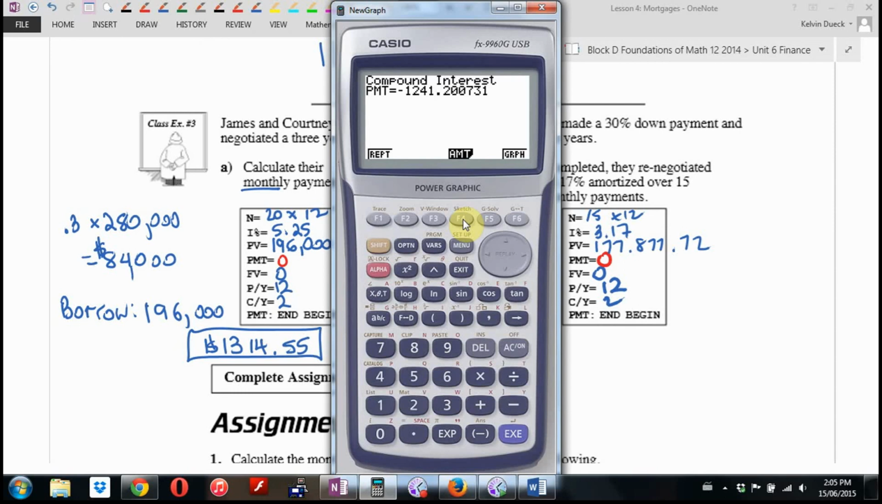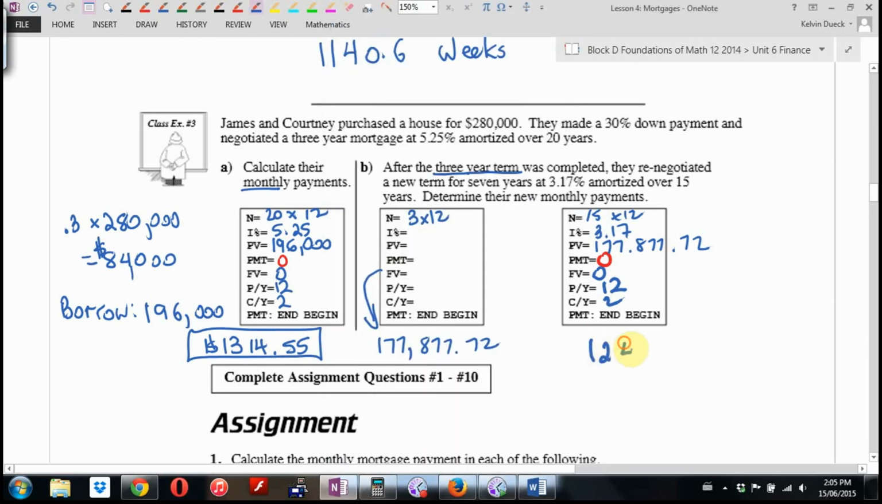Hey, a little better. They just picked up for free an extra $60 of income per month that they can then spend on other stuff or reinvest into their loan or something. This is why you refinance. So, $1,241.20.